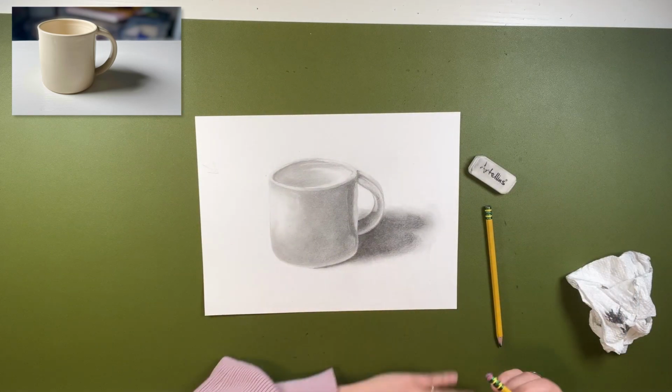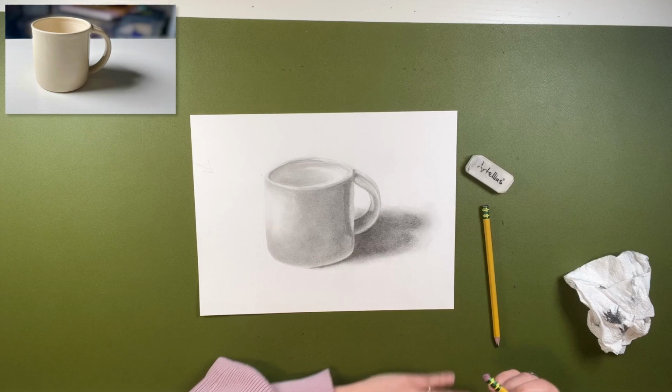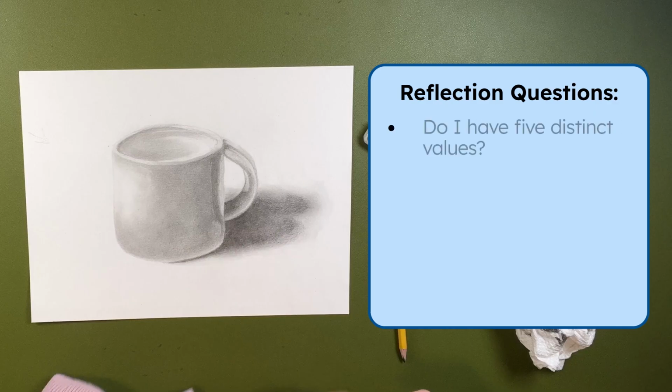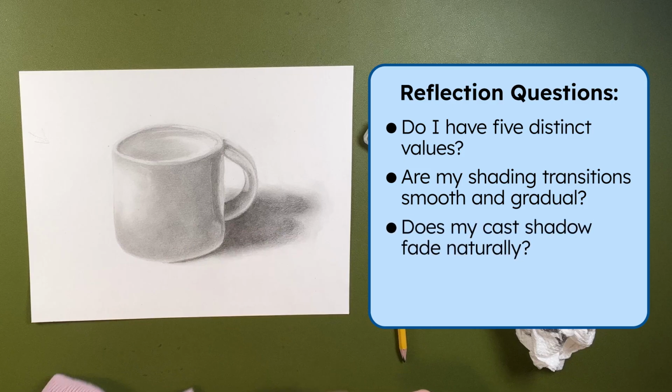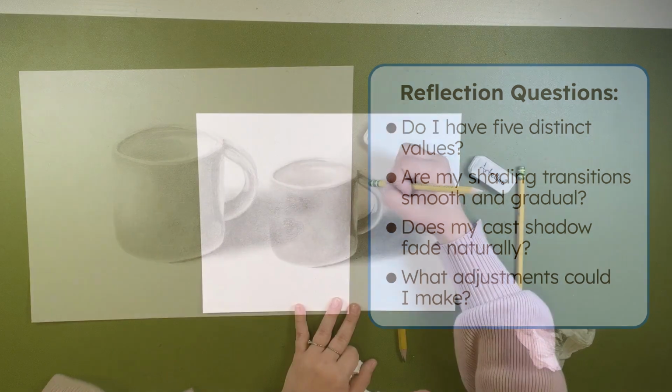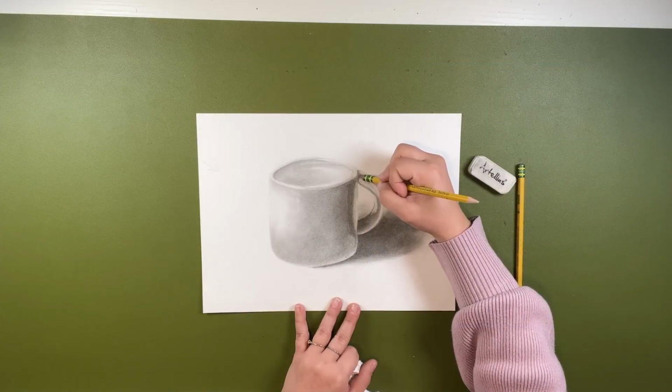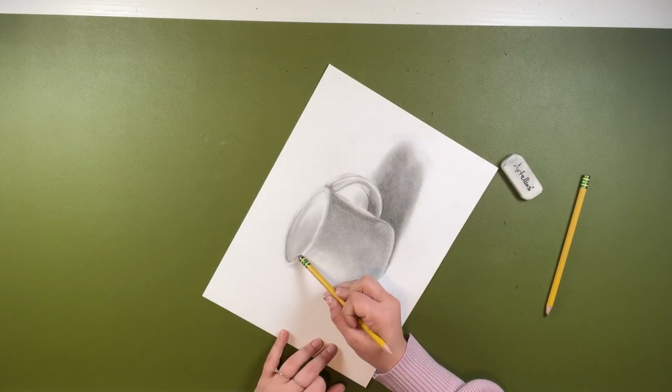Before I say I'm done, I need to step back and check my work. Here are a few questions I ask myself. Do I have 5 distinct values from the brightest highlights to the darkest shadows? Are my shading transitions smooth and gradual, so no harsh lines between light and dark? Does my cast shadow fade naturally? And what adjustments can I make if there are any? So now I'm going to take a moment to make any small adjustments based on what I notice.